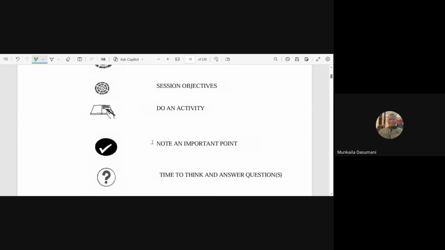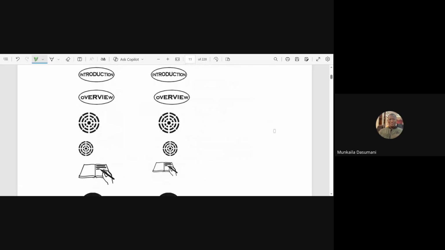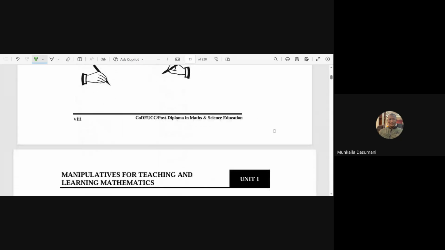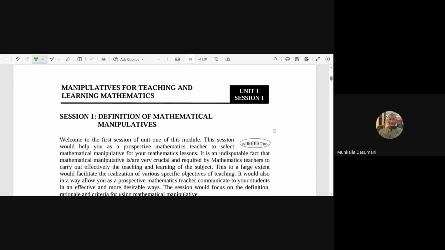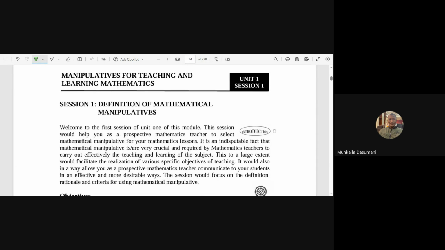I tried to use PowerPoint for the previous one, but this one, let's try to use the PDF as well so that we bring the two together. Okay, so that is the general overview. So we start with unit 1, session 1 of today. That is the definition of mathematical manipulatives. So let's look at the introduction.